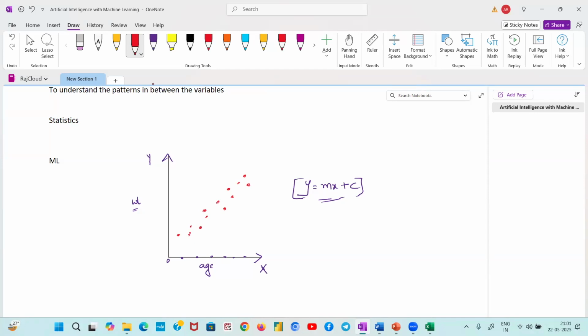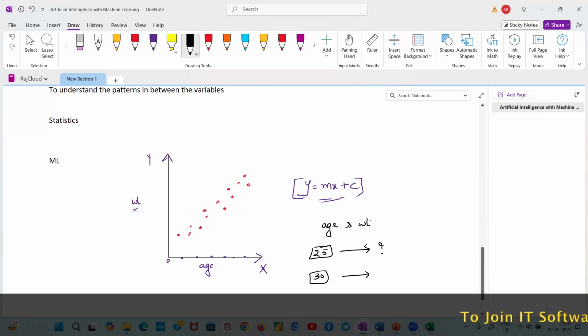So what we are trying to do is understand that. We are trying to develop a model between age and weight. What kind of model? If I give input as age, some value, let's say 25, what could be his weight? I'm trying to predict the weight of a person. If a person is 30 years old, what could be his weight? I'm trying to predict another person's weight.